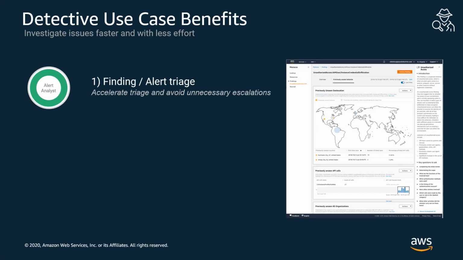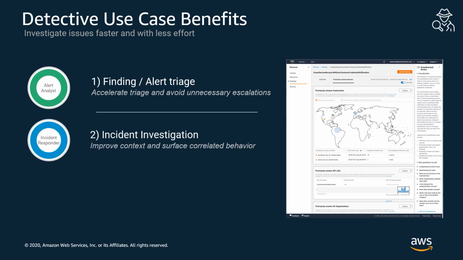Detective has three key use cases. The first use case is to help you triage your security findings and alerts. So let us say you have a GuardDuty finding and want to understand whether it is something you should be concerned about. Detective can help you answer that question. If the finding is of concern, your finding triage process will become an incident investigation.